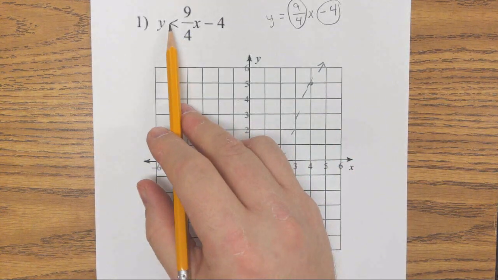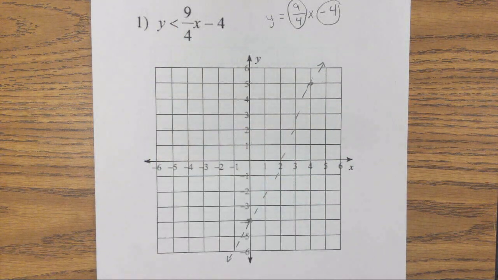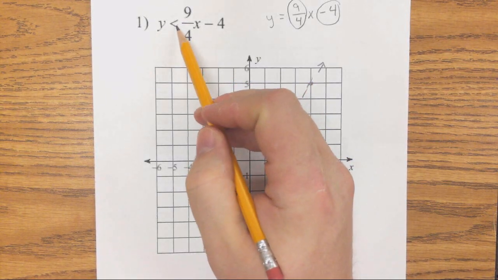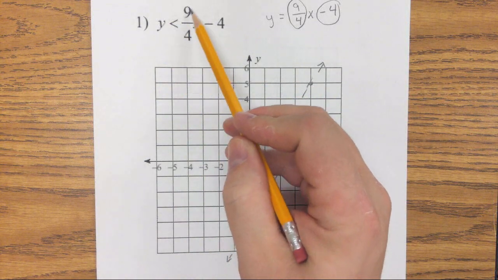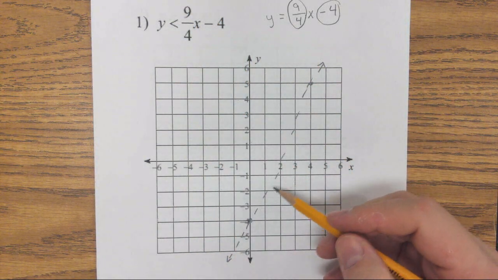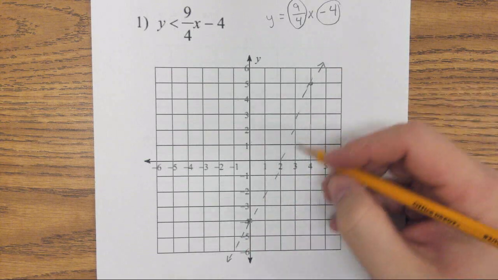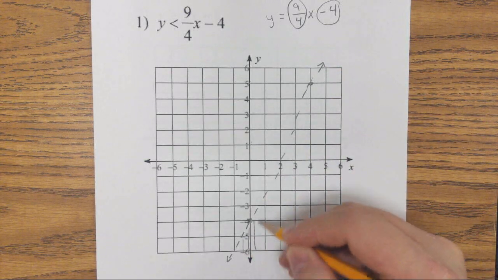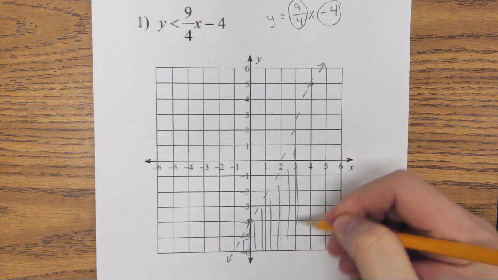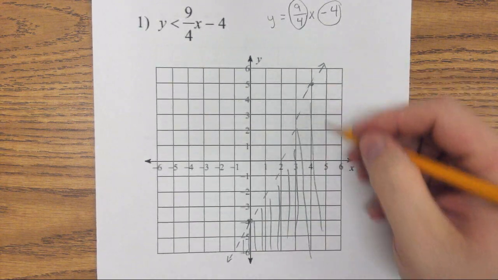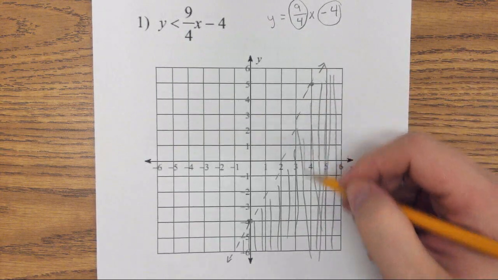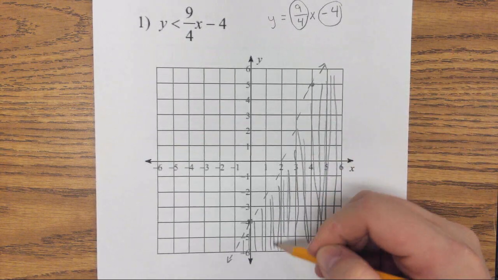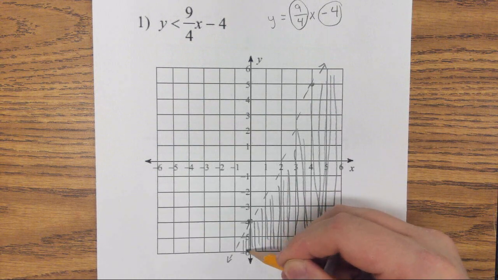Now let's talk about what the full graph will look like with it being less than. So this is y is less than this line, which means all the values that are less than this line. So it's not just this stuff around this line, it's everything underneath. So we need to shade all this area down here. And that, guys, is how we graph linear inequalities.